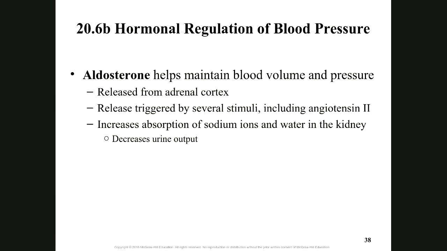The other hormone which works on our blood volume and blood pressure separately besides the renin-angiotensin system is aldosterone. Aldosterone is released from the adrenal cortex, and the release of this hormone is triggered by several stimulations, and one of them is angiotensin 2. It increases absorption of sodium ion and water in our kidney and decreases the amount of urine.